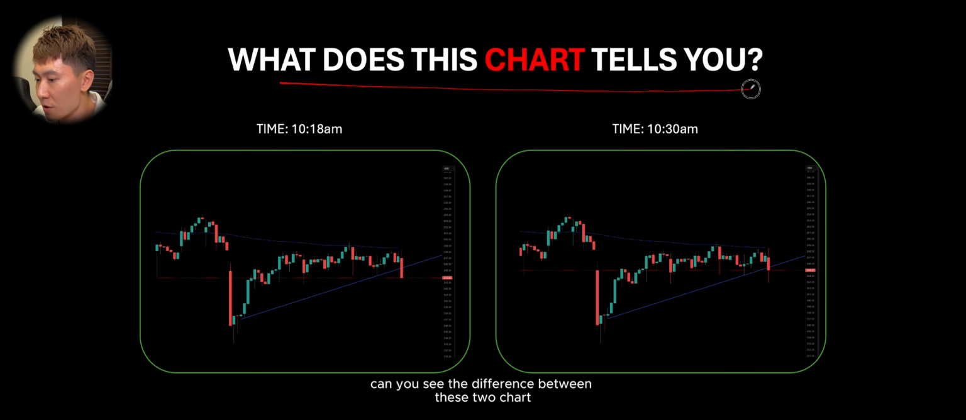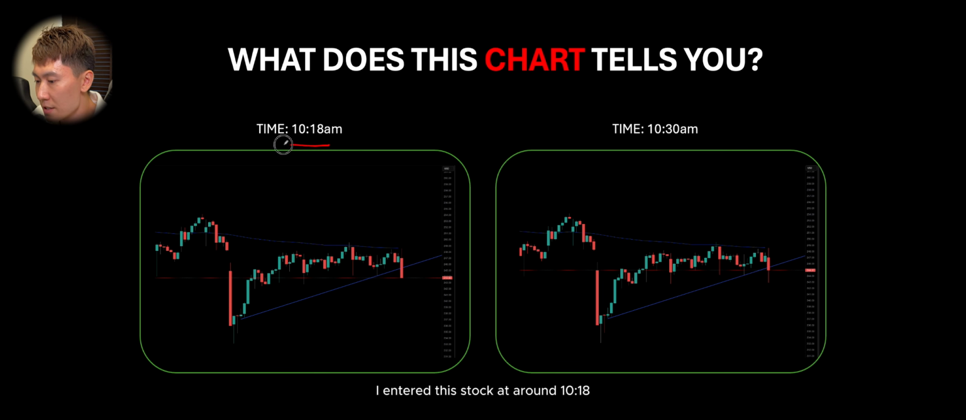Can you see the difference between these two charts? For the chart on the left, there seems to be a valid breakout of the blue trend line, suggesting that the stock has very strong momentum to push the stock further to the downside. You can see that we took a short position on this stock as it seemed to be a textbook setup in our playbook. I entered this stock at around 10:18, even though I should have waited for the candle to close. However, I FOMO'd into the trade because the stock seemed to be pushing and have a very strong bearish candle with momentum to continue pushing the price to the downside.